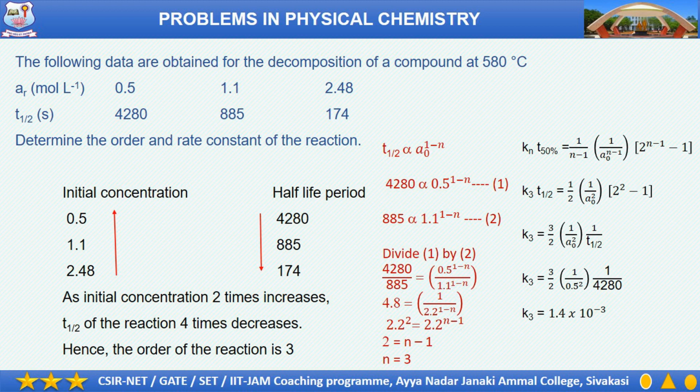T half 4,280 is directly proportional to the initial concentration 0.5 power 1 minus n. This is the first data. Take the second data: 885 is directly proportional to 1.1 power 1 minus n.